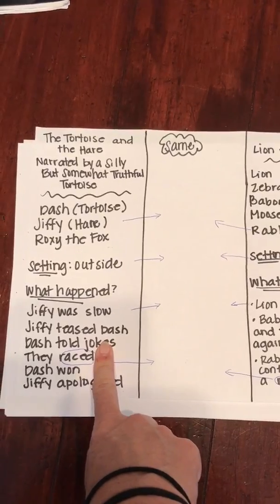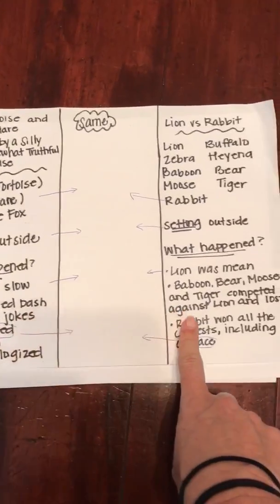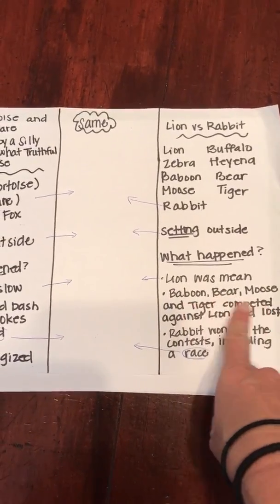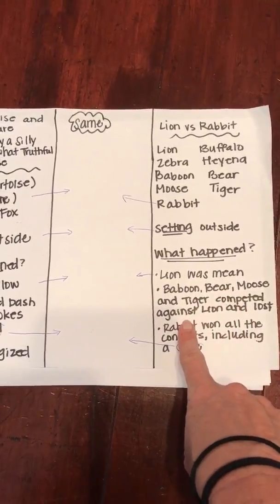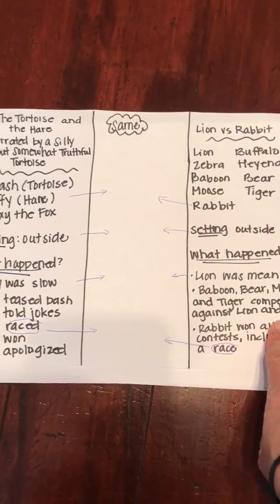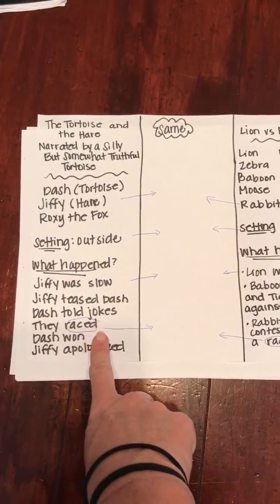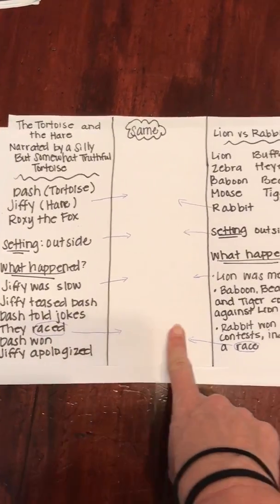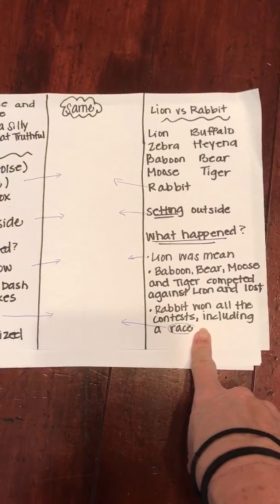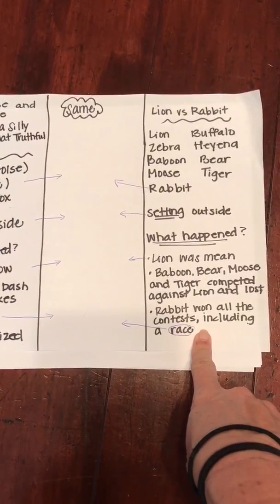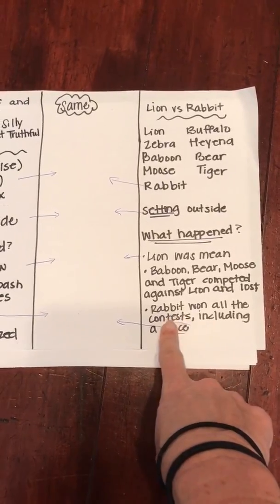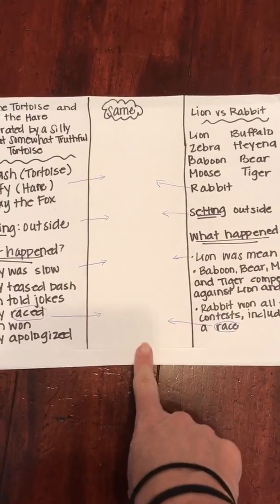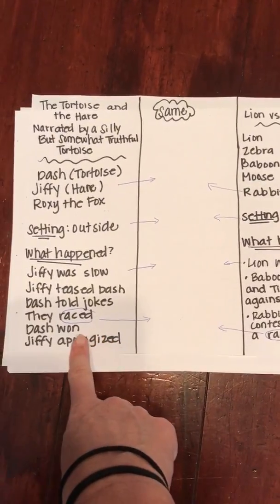In The Tortoise and the Hare, Dash told jokes. But in Lion versus Rabbit, no one was telling jokes, but I see that several of the characters had a competition against Lion and lost. In the story, The Tortoise and the Hare, Jiffy and Dash raced. And in the story, Lion versus Rabbit, Rabbit and Lion also had a race. So that's another way that those two stories are the same.